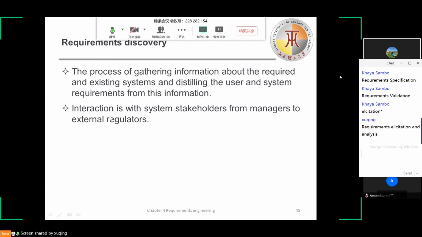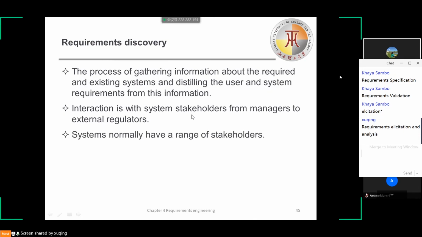As we have said before, stakeholders range from end users of a system through managers to external stakeholders such as regulators who will certify the acceptability of the system. We need to interact with all these different stakeholders. And system stakeholders will provide different kinds of information. Systems normally have a range of stakeholders.